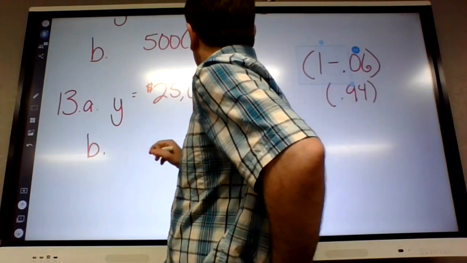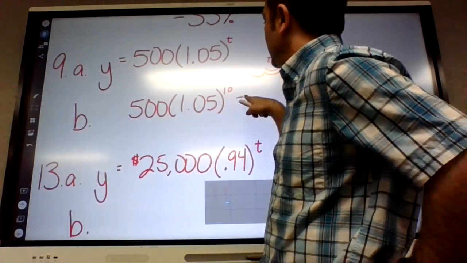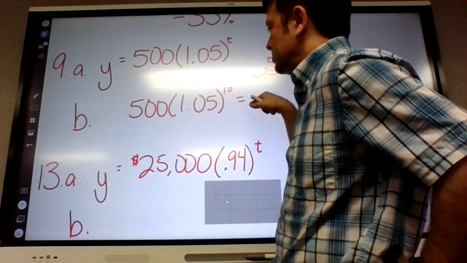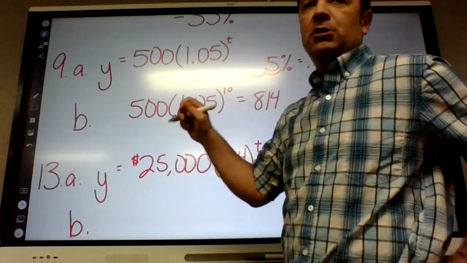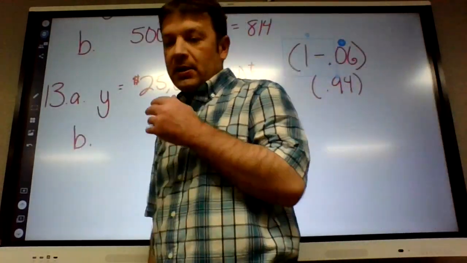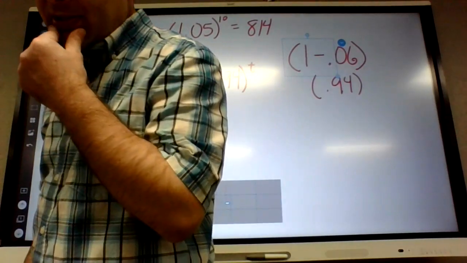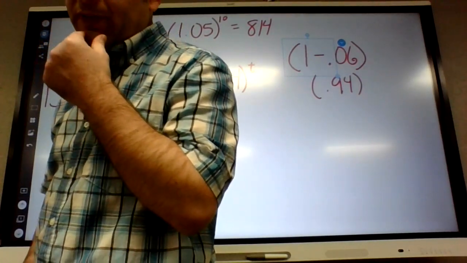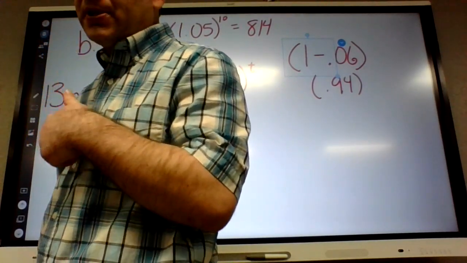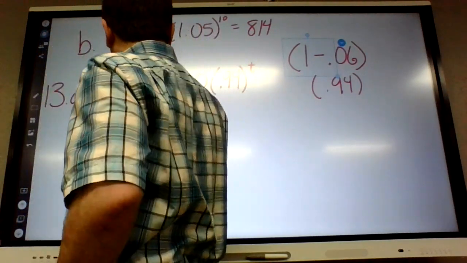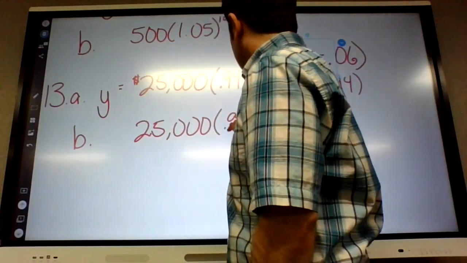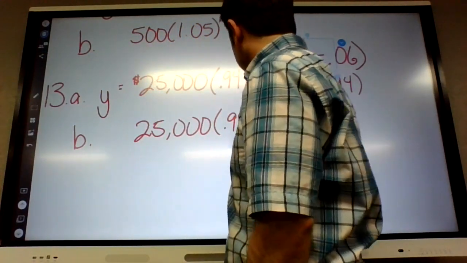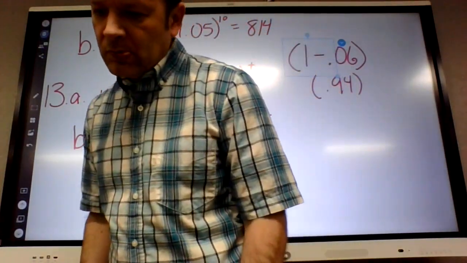And then for the B, what did 9B come out to? Did anybody plug it in? 814. Anybody concur? Yeah. Okay. 13B, it says, what will the profits be in 8 years, round to the nearest dollar? So that means we're still rounding to the ones place. Let's say 8 years, is that what it said? Yeah.